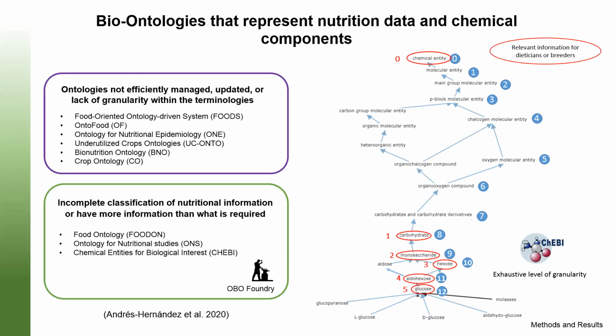We actually want that exhaustive level of granularity, but there is more information required for dietitians and breeders. So although ChEBI contains an exhaustive level of granularity across the classification of chemical compounds, as we can see, for example, in this image, it represents a starting point to map or reuse semantically equivalent chemical or nutritional compounds to represent the existing dietary nutrition information.